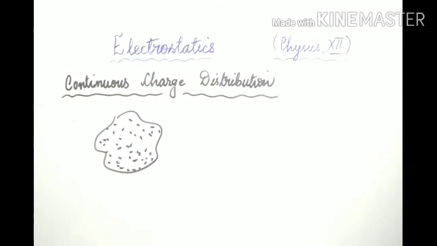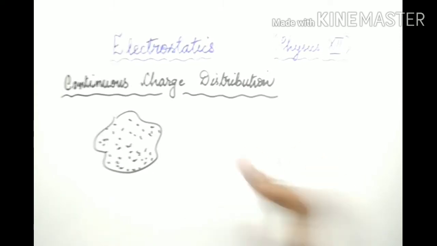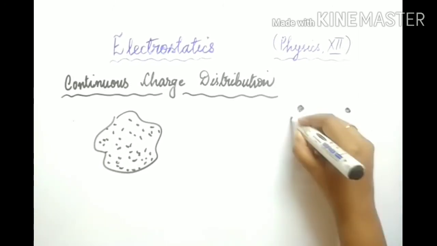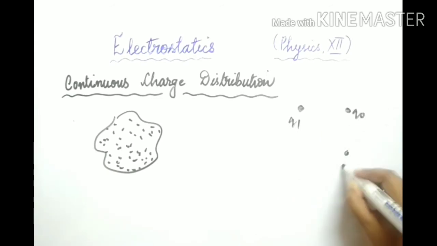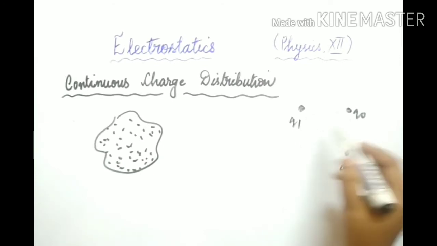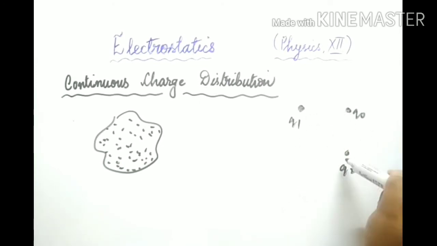Hello everyone. Here is another video on continuous charge distribution. In the previous videos we have studied how to calculate the electric field for a discrete system of charges, where you can distinctly point out the charges. Suppose this one is Q1, this one is Q0, this one is Q2. These are a discrete set of charges, that is, you can easily distinguish one charge from the other.